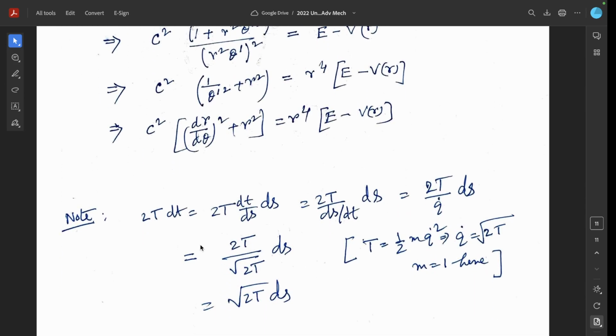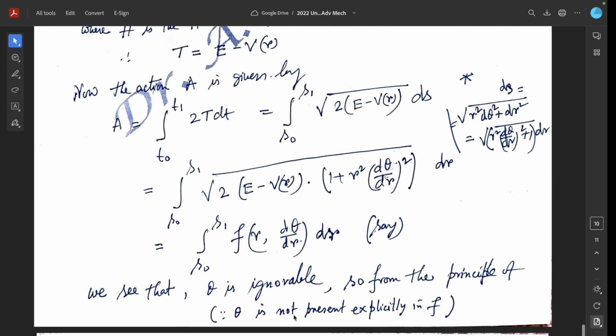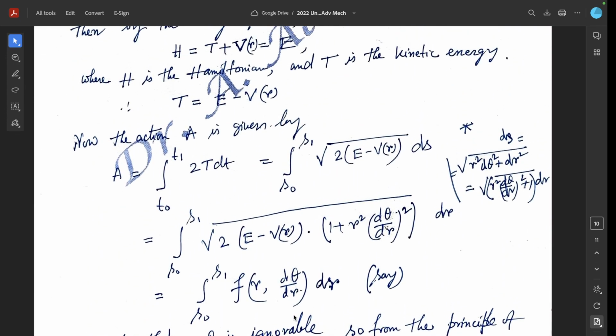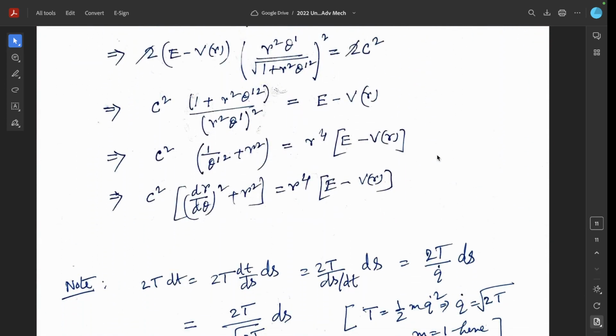Note that here 2T dt equal to 2T (dt/ds) ds. So twice T, with q dot equal to ds/dt, and T equal to half m q dot squared. So q dot equal to root 2T, so m equal to 1 here. So twice T divided by root 2T, into ds. So 2T dt equal to the square root of 2T ds. The explanation is here in the note.